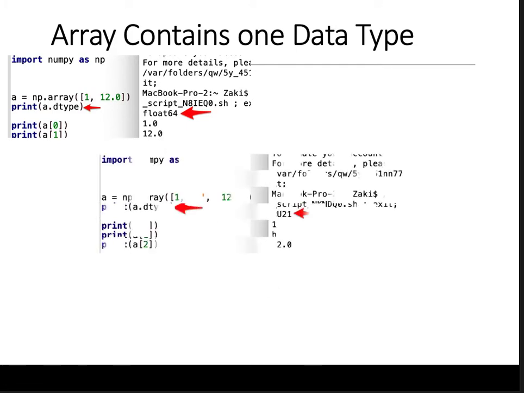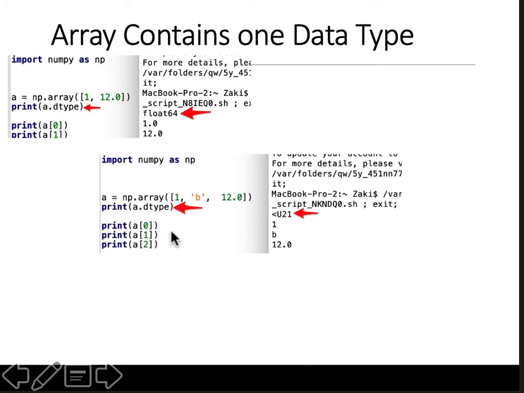Okay. Let's look at another example. What's happening here? So here now you have one string. So integer, string, float. You pass the 3 to the array. The array is created. Check the data type. All of them are now this data type. What is this data type?